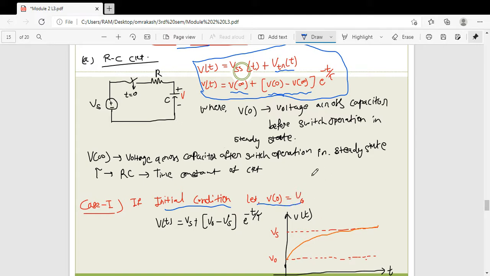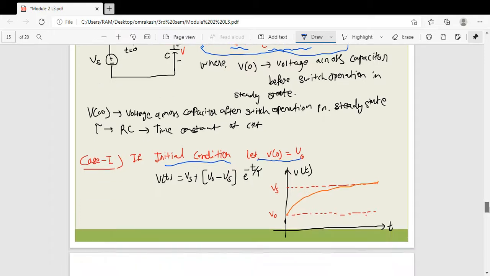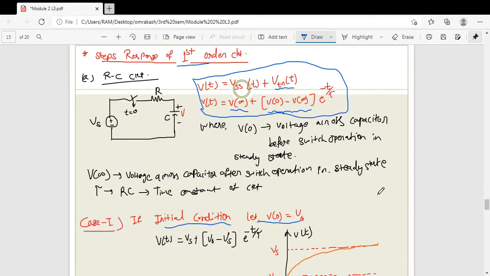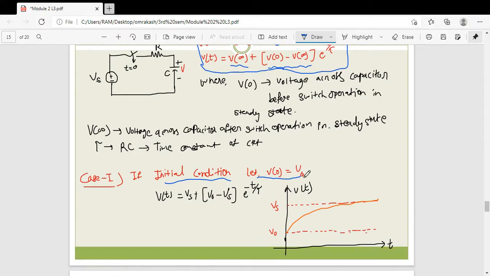See, if you have an initial voltage V naught, some voltage in your diagram, your response is carried from that reference voltage. For example, this capacitor is initially charged to some voltage V naught. So when this source is added to the circuit, your net response starts from that response. So this is your reference here.